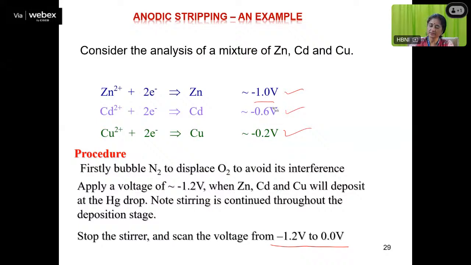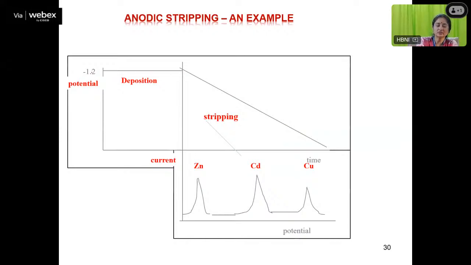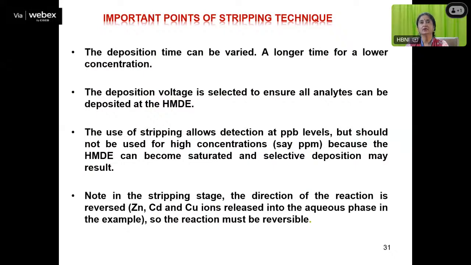Pictorially it has been represented in the next slide. You can see that minus 1.2 potential is applied and the metals are getting deposited, and now you are stripping from minus 1.2 to 0. During the stripping, first zinc will come, then cadmium, then copper. So you will get this type of peaks for all three elements. The deposition time can be varied, longer for a lower concentration. The deposition voltage is selected to ensure all analytes can be deposited at the hanging mercury drop electrode. The use of stripping allows measurement at ppb levels, but it should not be used for high concentration.